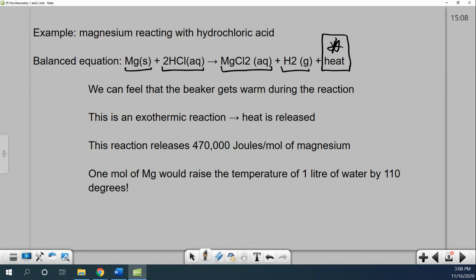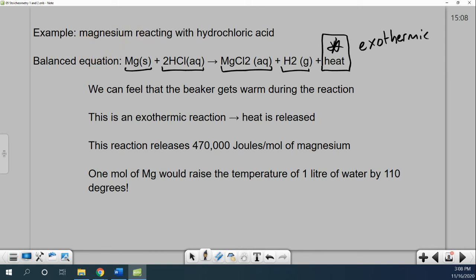Now, if heat is on the product side, it's exothermic. I am producing heat. I am giving off energy. If heat ends up over here on the reactant side, then we say it's endothermic. It uses up heat. It soaks it up. It absorbs it. So if heat was on the reactant side, we'd say it's endothermic.